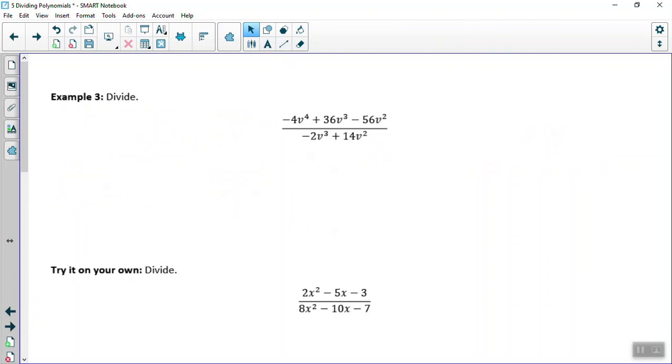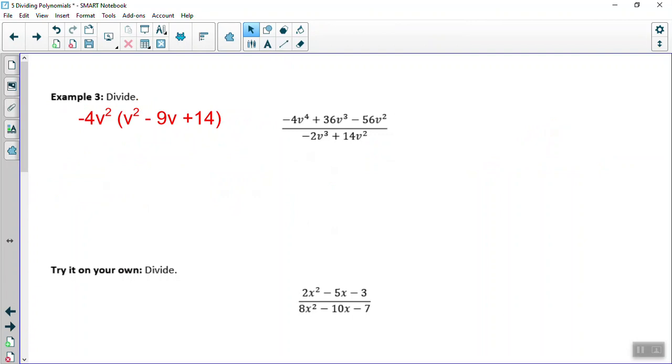All right, so when I look at my numerator, because that's all I'm going to focus on right now, I've got a negative 4, a positive 36, and a negative 56. So I know that my greatest common factor is going to be negative 4. I look at my variables, and I also see that they all have at least 2 v's. This one has 2, this one has 3, this one has 4. So we can say that v squared is also part of that greatest common factor. So I divide everything by negative 4v squared. And now I'm left with v squared minus 9v plus 14.